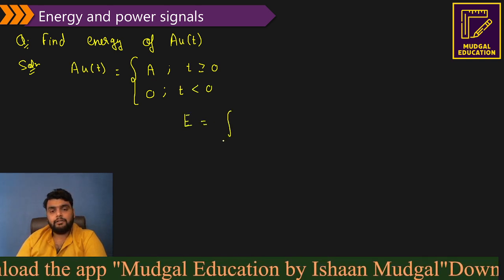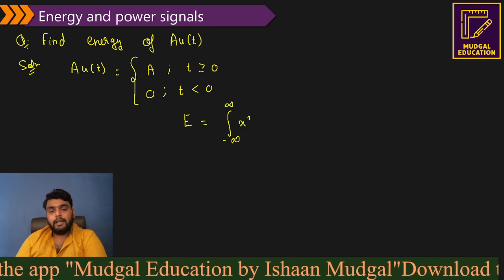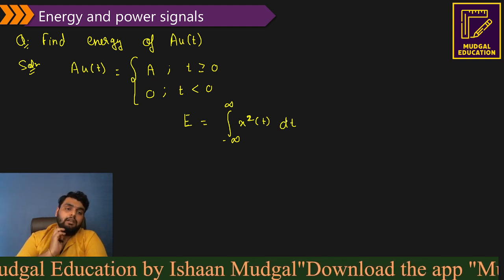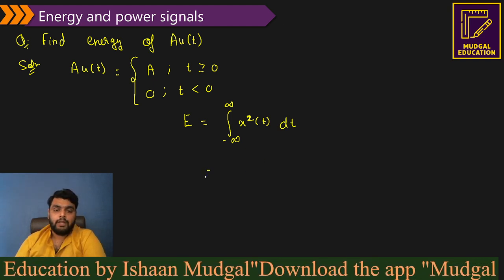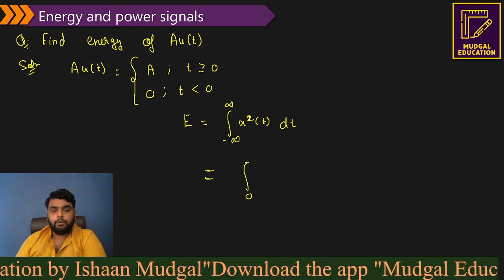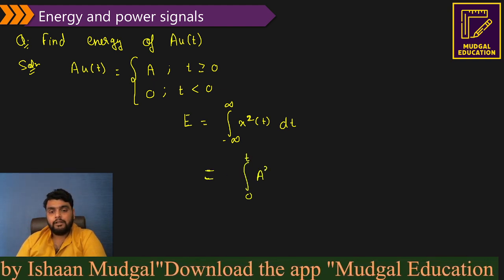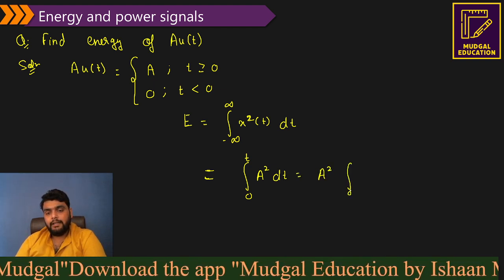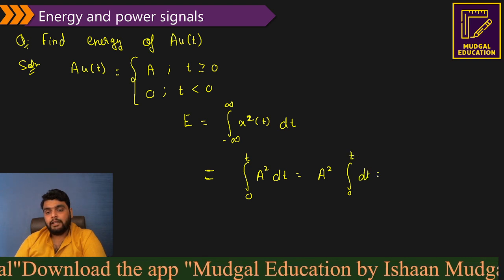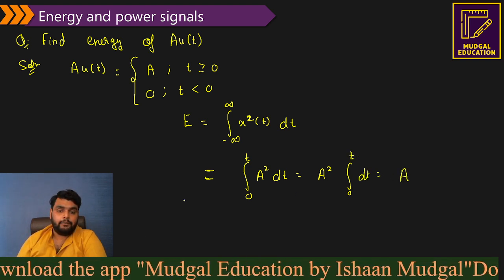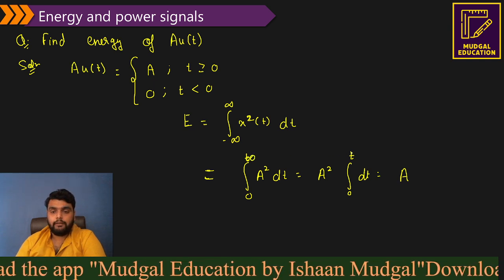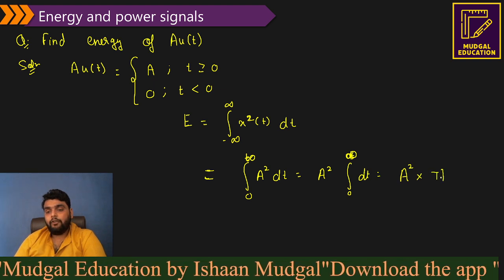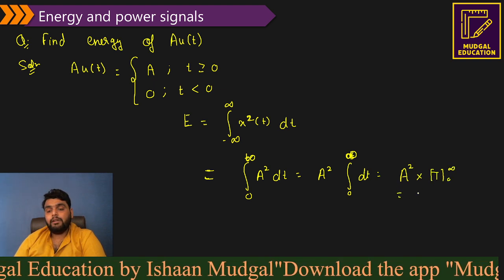The simple formula, energy is the integral from minus infinity to infinity of x square t dt. No need to use the mod here because we have a real signal. So the integration will change from 0 to infinity, and the magnitude here is a square dt. I will take a square outside, it will be the integral from 0 to infinity of dt. My fault, guys, 0 to infinity. So a square times t from 0 to infinity, the answer comes out to be infinite.